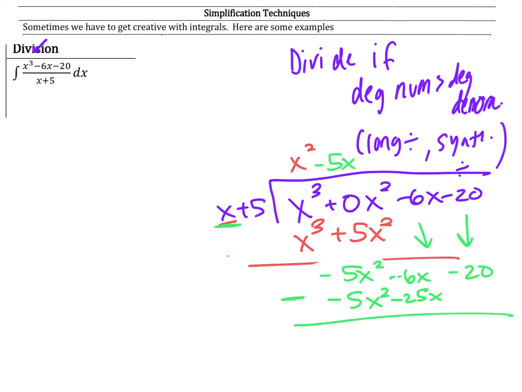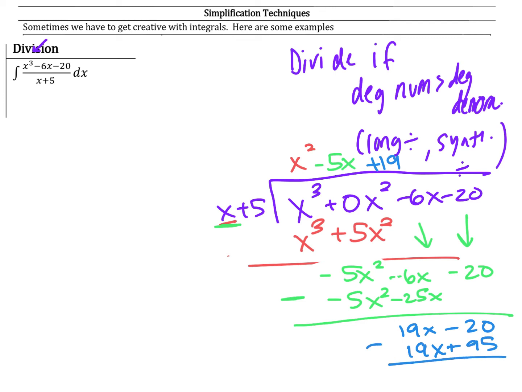Again, I am subtracting negative 5x squared minus negative 5x squared. This becomes addition, so this becomes 0. Negative 6x minus negative 25x. Again, we're doing a double negative situation here, so this is going to become negative 6 plus 25, which is going to be 19. So 19x minus 20. What do I multiply x by to get 19x? I multiply it by 19. That's going to give me 19x plus 95.